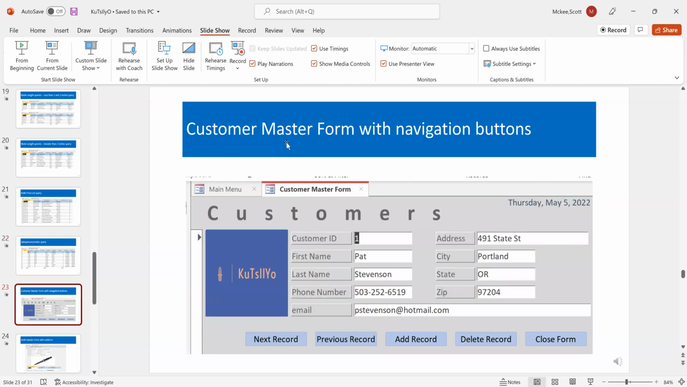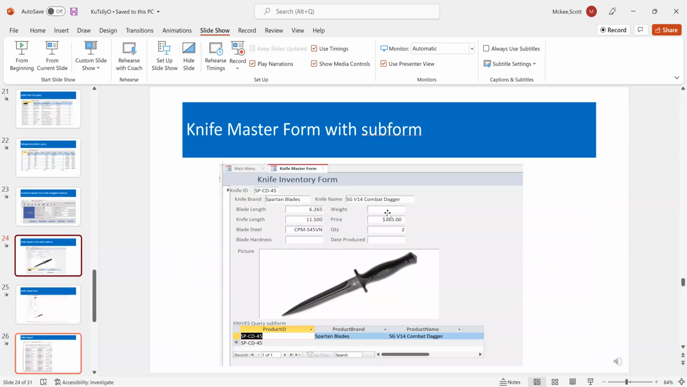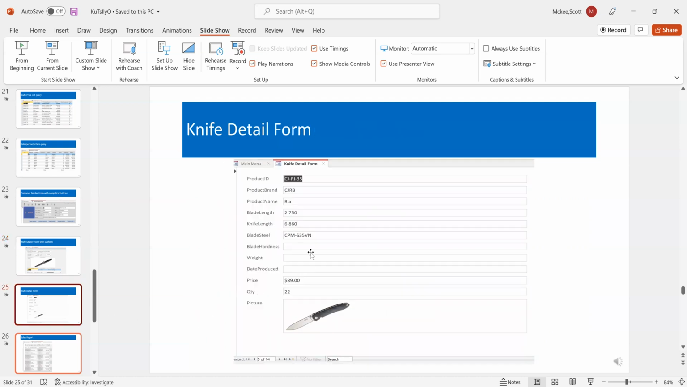Here's a customer master form. There are the navigation buttons, and there's our logo, or my logo. It's a knife master form, and each knife has an image. I know what the knives look like, but if you get into it and record knives over time, it might be nice to have a visual representation of the knife, with a subform. That's just another version of the form. The detail is with the picture.